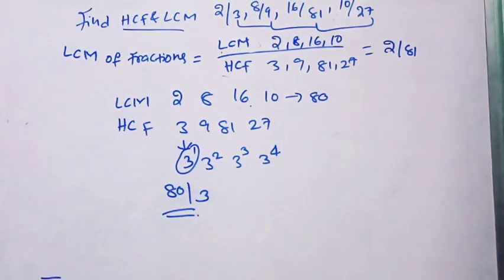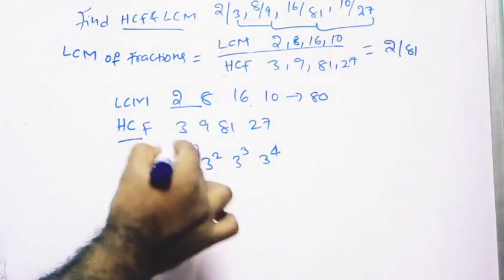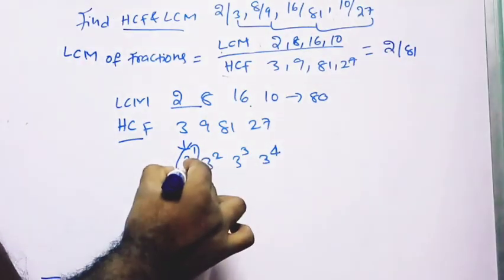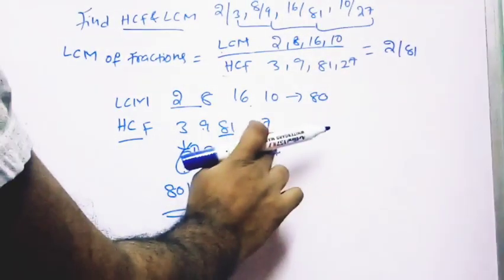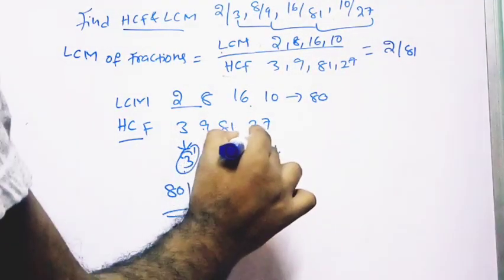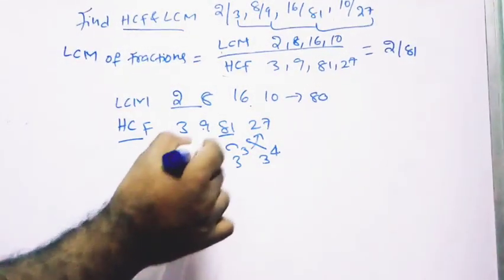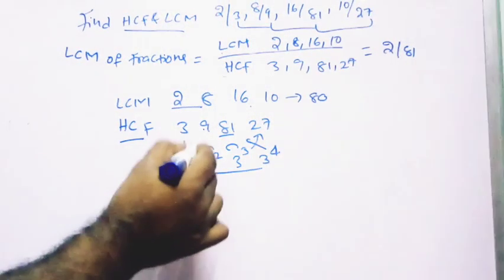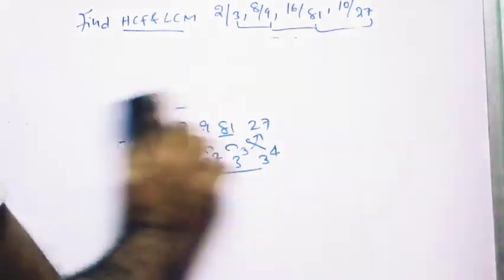So we can identify HCF and LCM like this when there are fractions. The LCM we find with the division method, the HCF we find with the factorization method. We have written in prime factors: 3 times 1 is 3, 3 times 2 is 9, 3 times 3 is 27, 3 times 4 is 81. So the least power, among all of them 3 is common, so the least power is 1, which means 3 is the HCF. So this is one type of notation for finding the HCF and LCM for fractions.